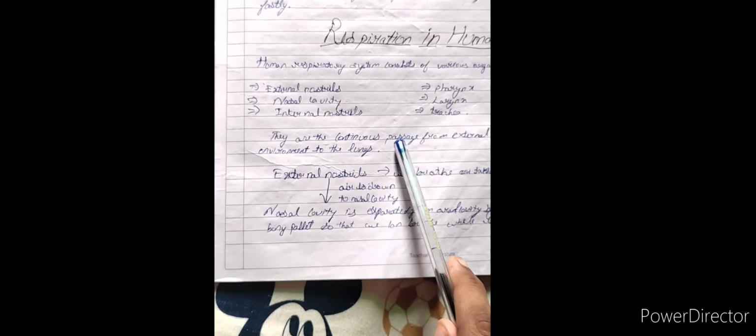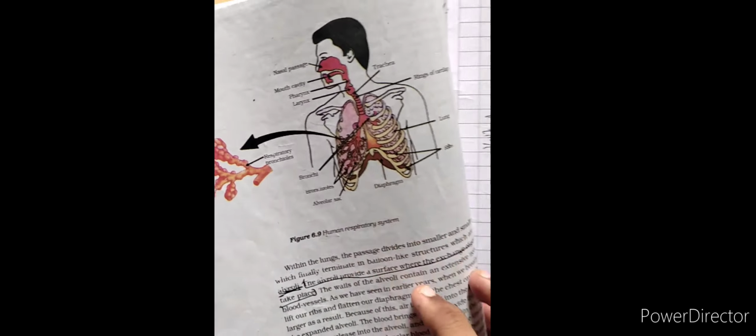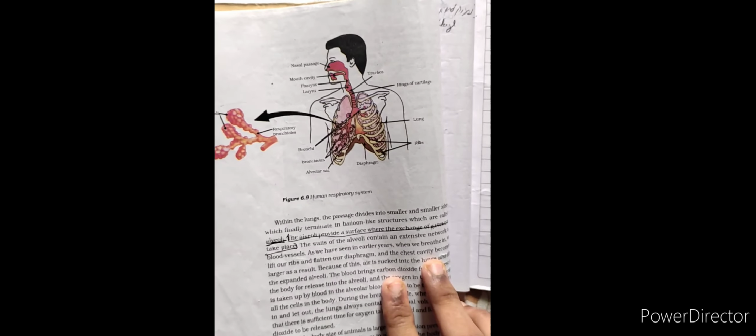Now we come to the main topic of this chapter, that is respiration in humans. The human respiratory system consists of various organs. These are external nostril, nasal cavity, internal nostril, pharynx, larynx and trachea. They are the continuous passage from the external environment to the lungs. Now, this is the diagram which I made. If you can't recognize this, then you can see the one in the NCERT textbook.